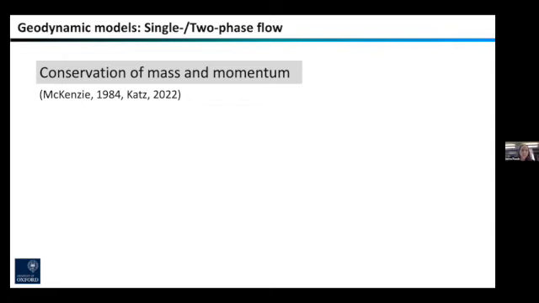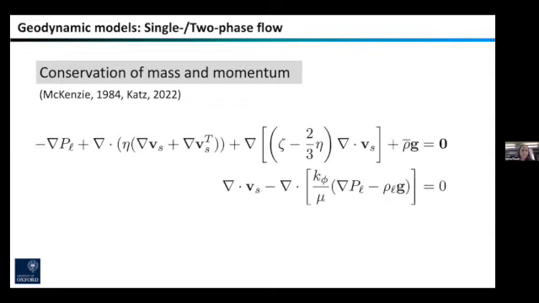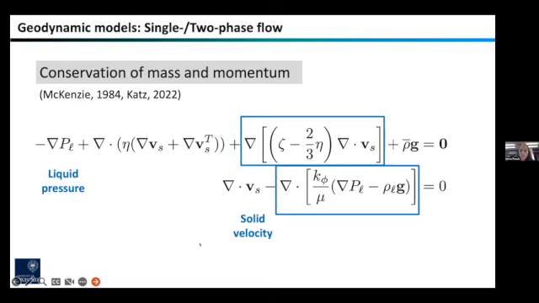So I'm showing conservation of mass and momentum in the so-called Mackenzie 1984 formulation, which is written here. I apologize for the long equations, but the parameters of interest are the liquid pressure, PL, over here, and the solid velocity, VS, over here. Something very interesting is that if we exclude these terms that I've highlighted in blue, we actually obtain the Stokes equations for an incompressible flow. Essentially, these two terms are the extension for the two-phase flow theory.